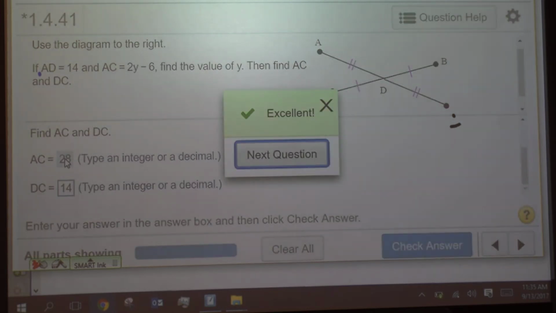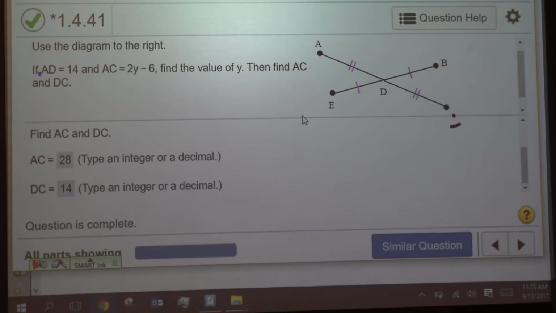All right, so there's the next question. What would we call this? Just a vocabulary word we talked about. What would we call this segment in regards to AC? What does it do to AC? Bisector. Okay, it's a bisector. It's a segment. So that red segment is a segment bisector of the black one, right?